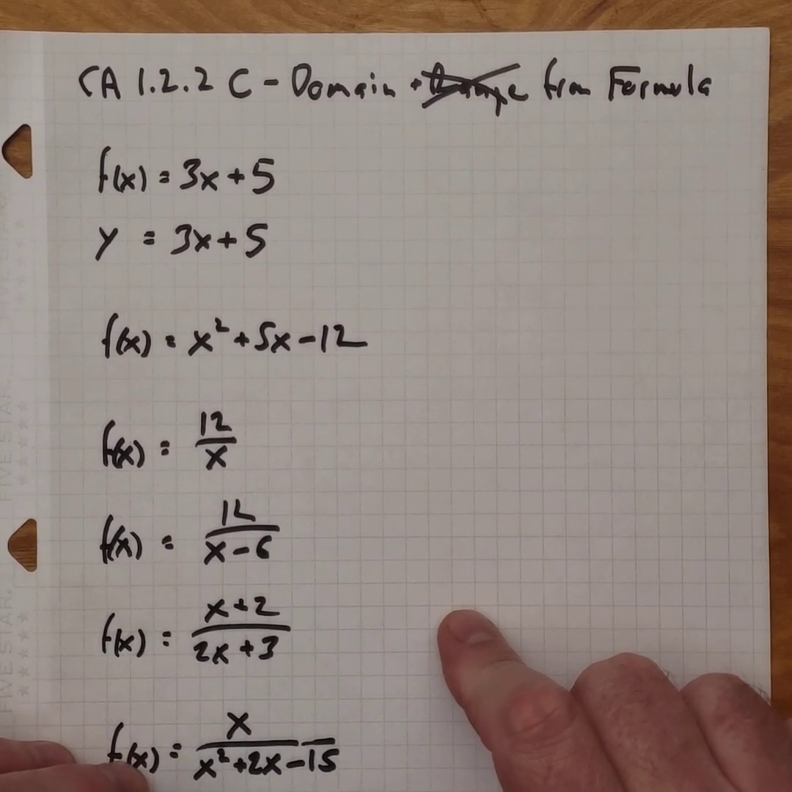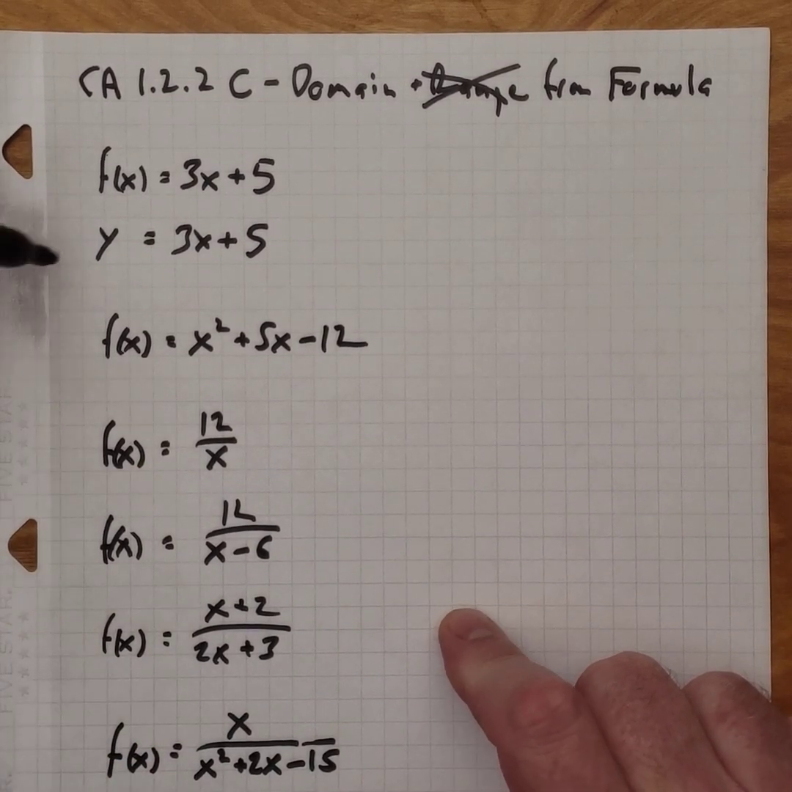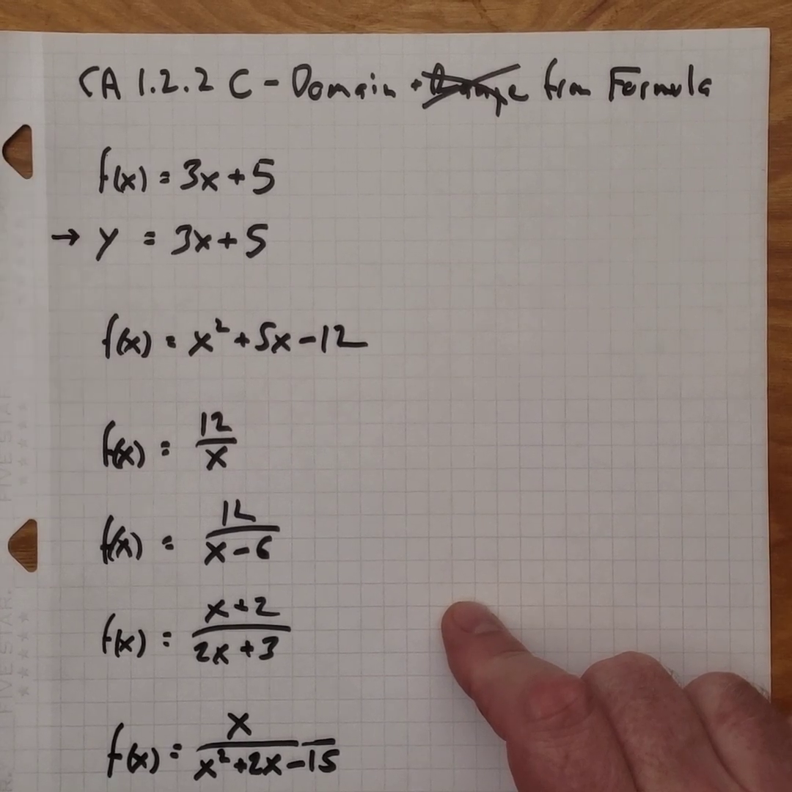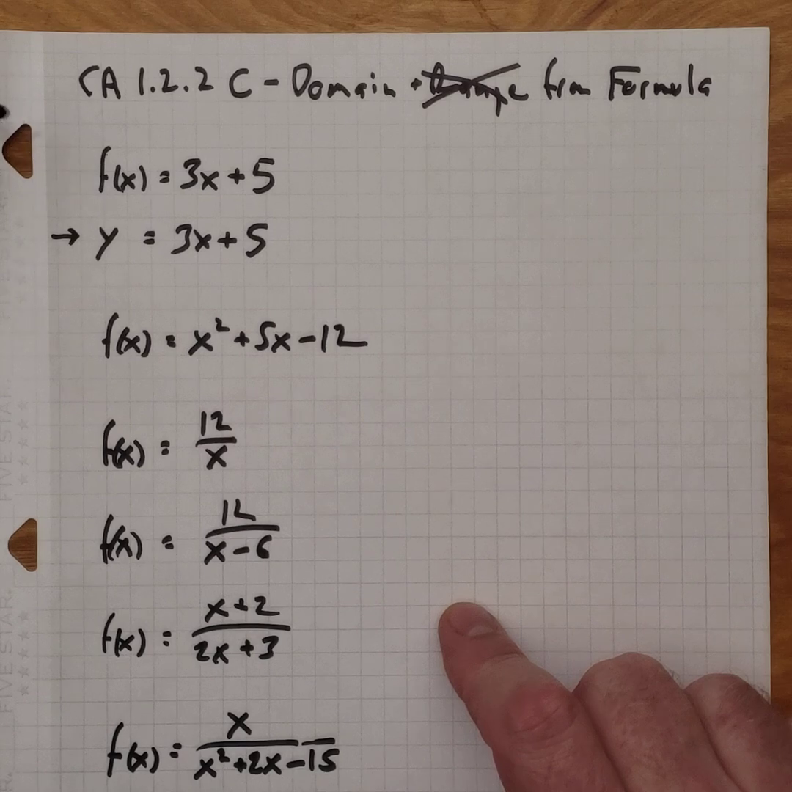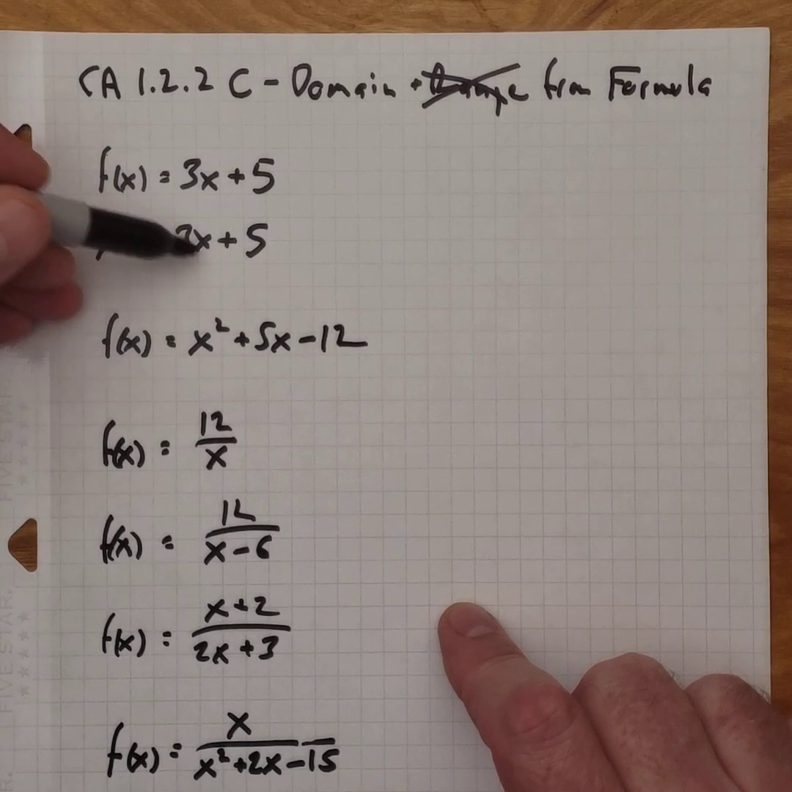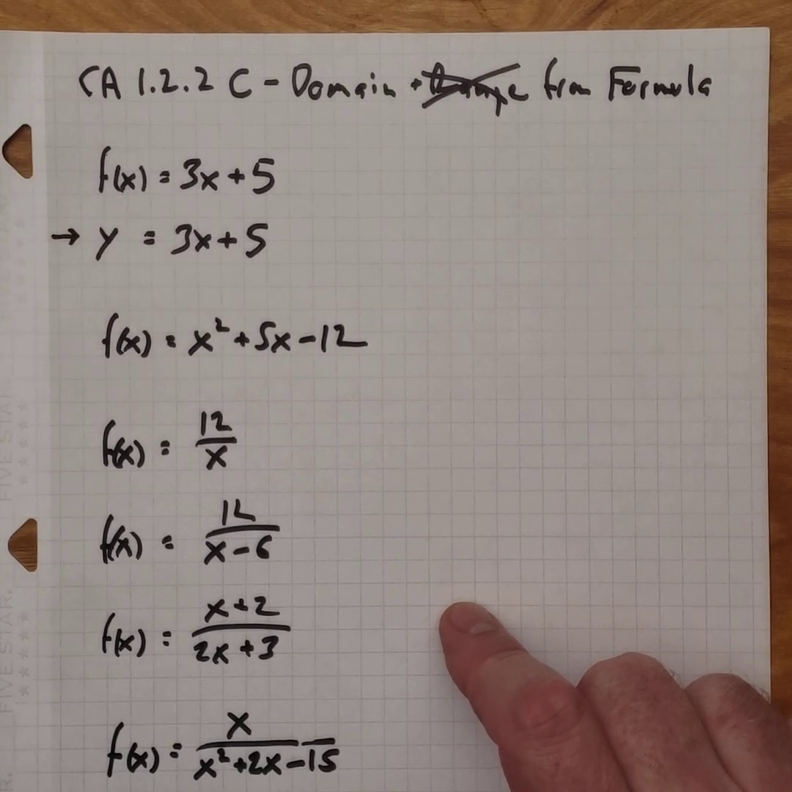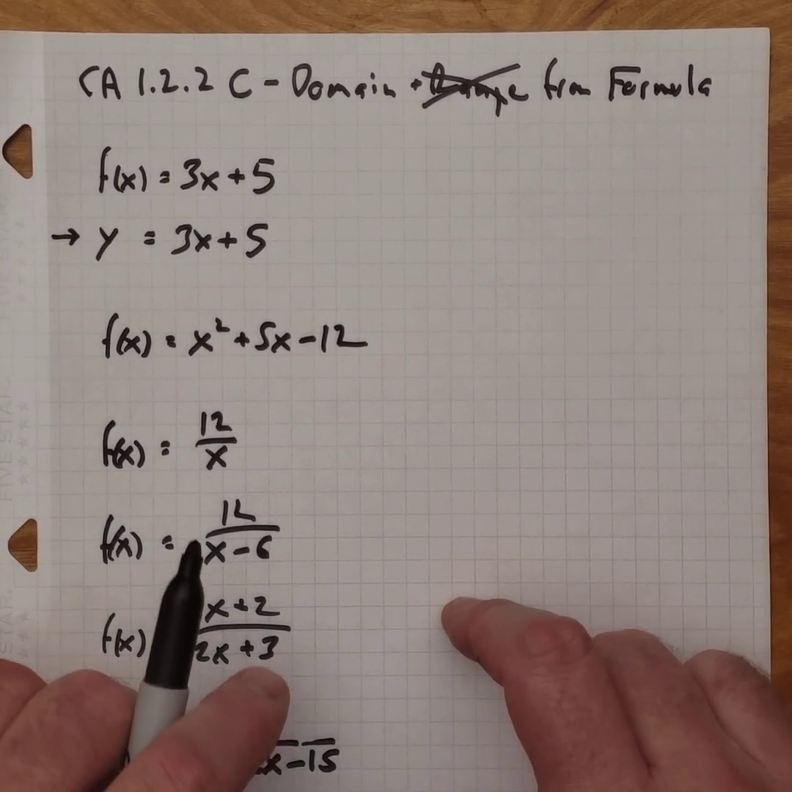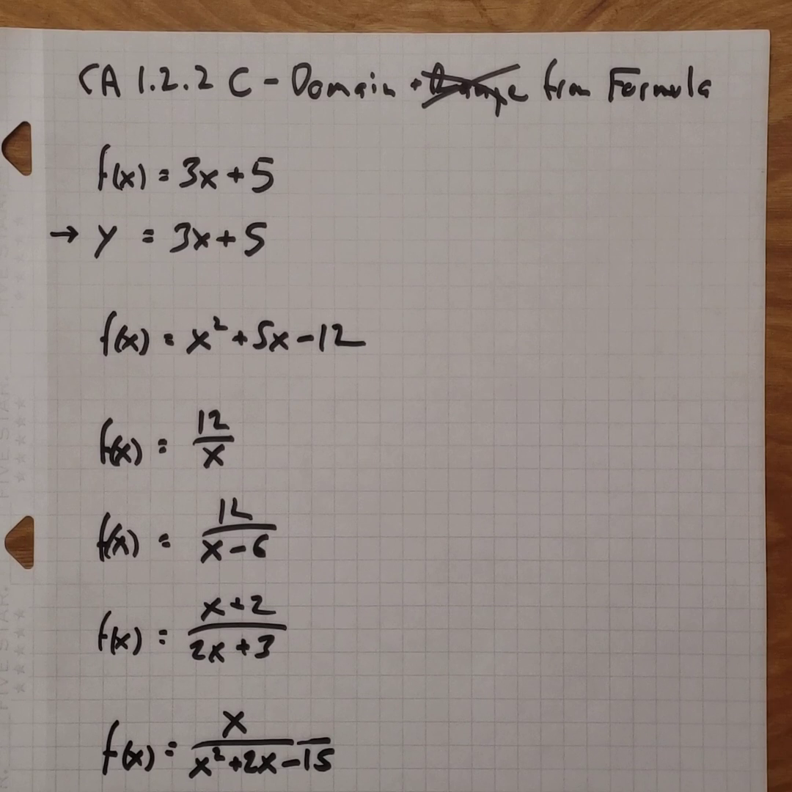Let's talk just a little bit about function notation first. You're all familiar with equation notation, y equals 3x plus 5. You know that you can plug a number in for x like 2. 3 times 2 is 6 plus 5 would be 11. So we would have the point 2 comma 11 on the graph of that function.